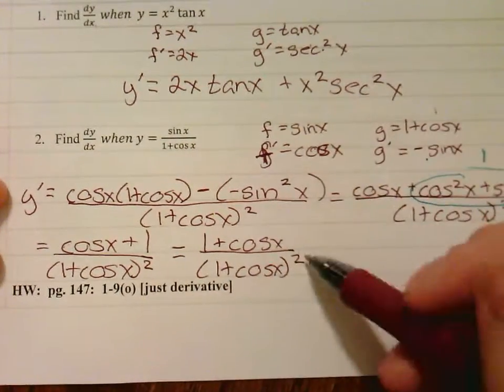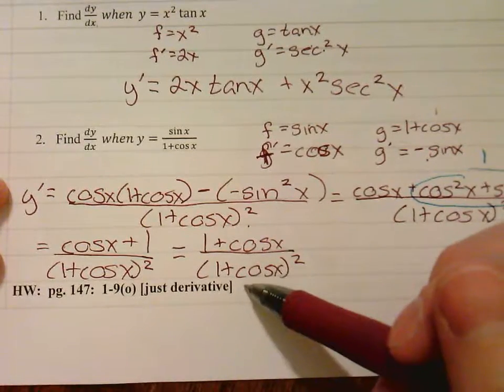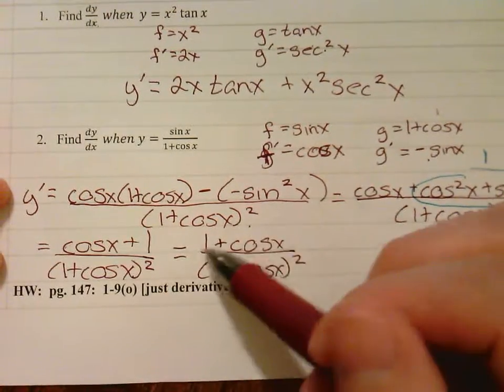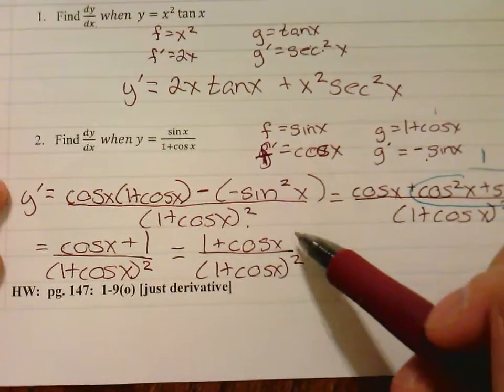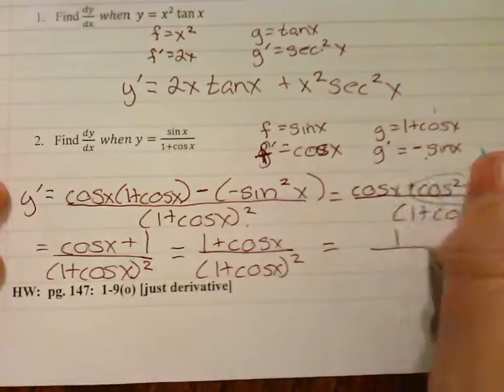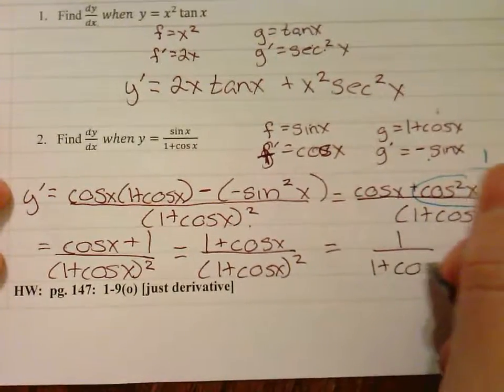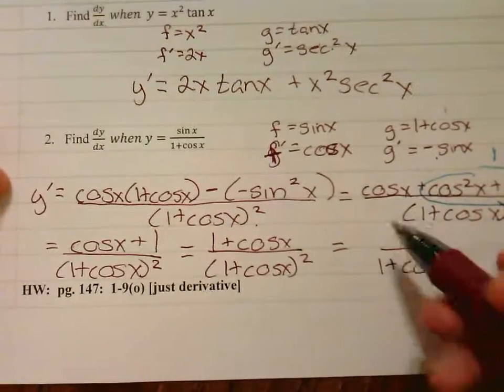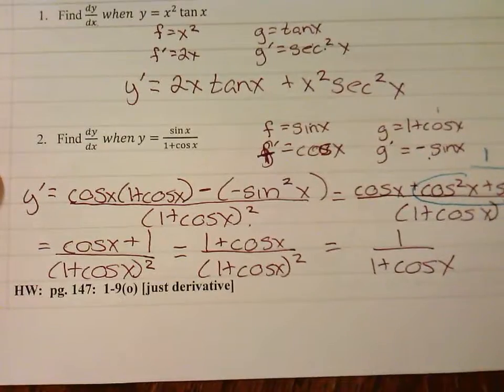Okay, so just like 1 over x and 1 over x squared, this is going to be canceled out. So you have 1 over 2 is 1. So you have 1 over 1 plus cosine of x. Okay, and that's how you do that.